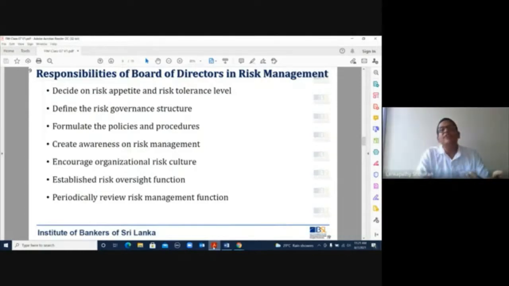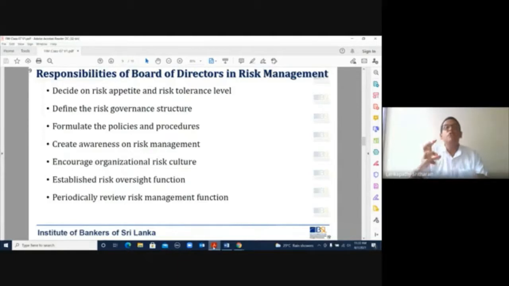Responsibility of the board of directors in risk management. First, decide on the risk appetite and risk tolerance level. We have already discussed this several times. In any risk management function, the first thing is that the bank's top management should decide the risk appetite level. What is the level of risk you are ready to take on? So it will be decided by the board of directors.